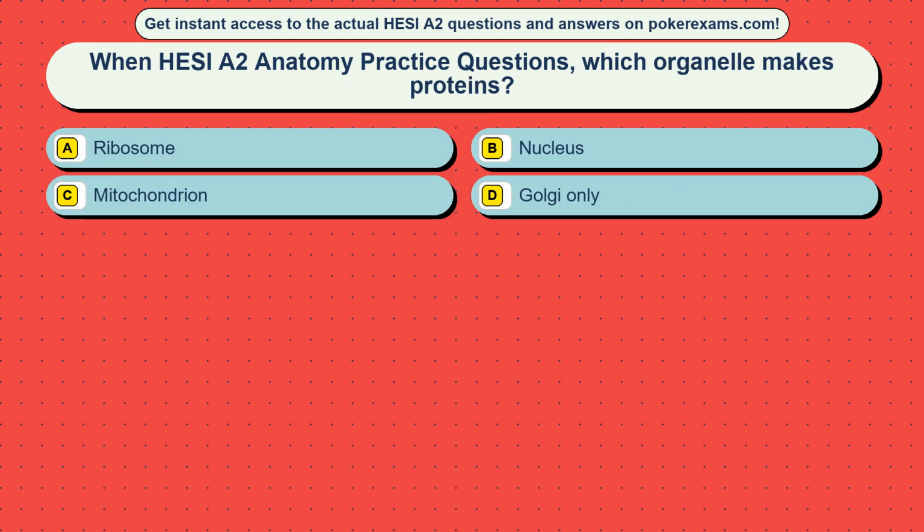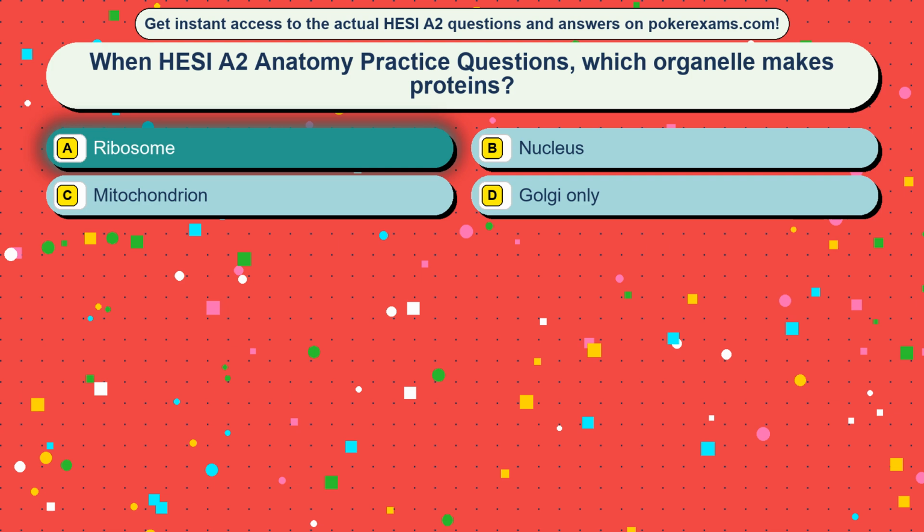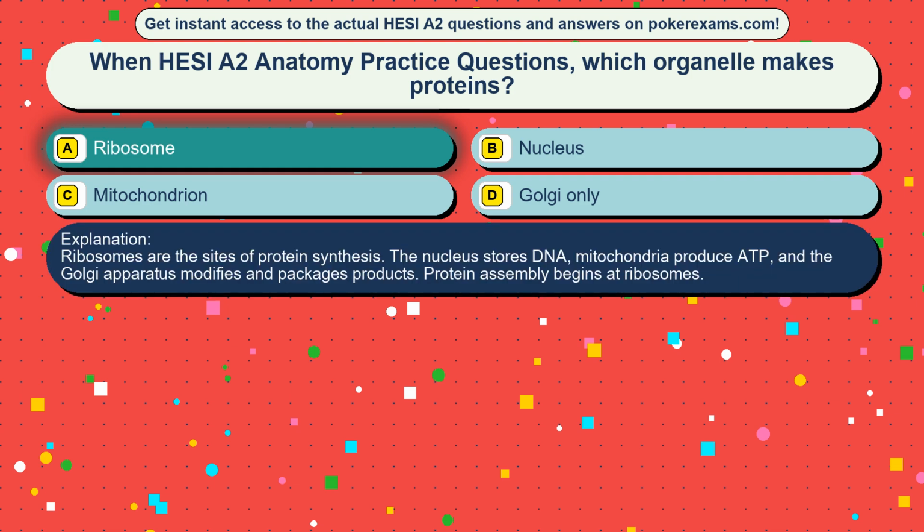Question 49. In HESI A2 practice questions, which organelle makes proteins? Option A, ribosome. Option B, nucleus. Option C, mitochondrion. Option D, Golgi only. The correct answer is option A, ribosome. Ribosomes are the sites of protein synthesis. The nucleus stores DNA, mitochondria produce ATP, and the Golgi apparatus modifies and packages products. Protein assembly begins at ribosomes.